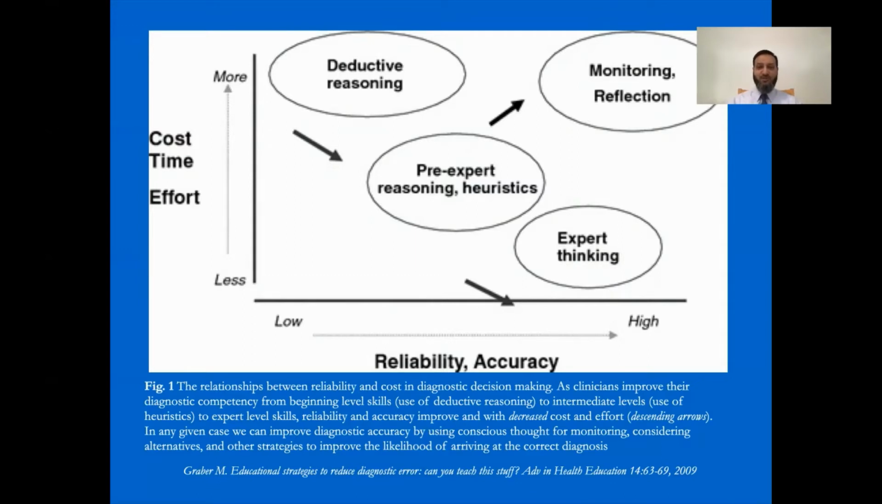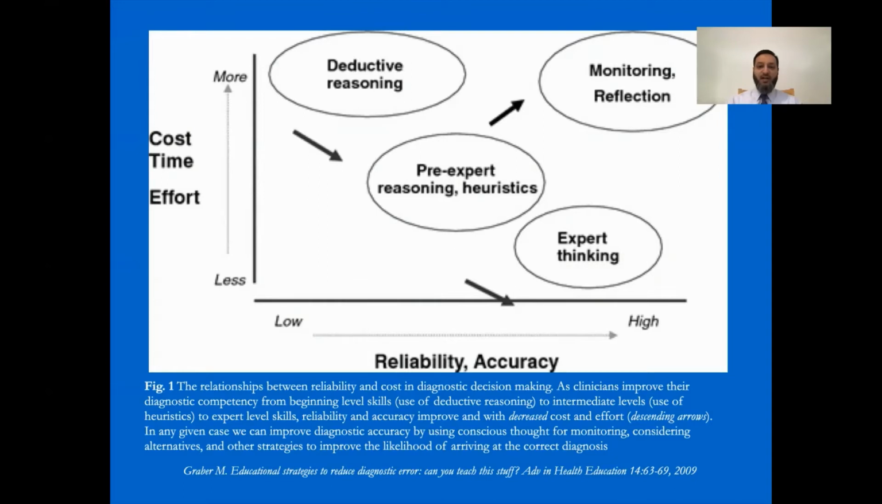As they get more experience and more knowledge, most of us move up from the deductive reasoning portion to the pre-expert reasoning area, or the heuristics portion in the middle of this diagram. In this, there's a moderate effort, time and energy expended to allow for a more moderately reliable and accurate diagnosis. And most of us are in this middle section of the pre-expert reasoning. This is where we normally function.